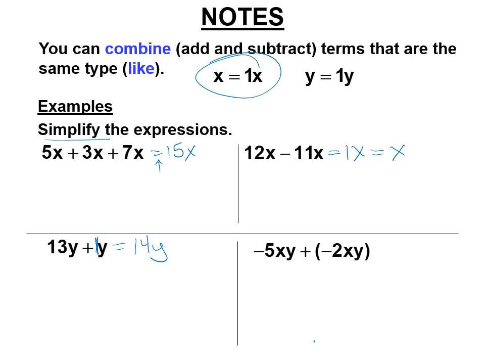Now, xy terms, very different than x or y. This is negative 5 times x times y, and that's a term. So there's 2 terms there, and they're both the same type. They're xy terms. Negative 5xy plus negative 2xy is negative 7xy, because negative 5 plus negative 2 is negative 7. And for all values of x and y, this side will equal that side, and this side on the right is considered simpler. We maybe simplified it. And that's negative 7 times whatever x is times whatever y is.